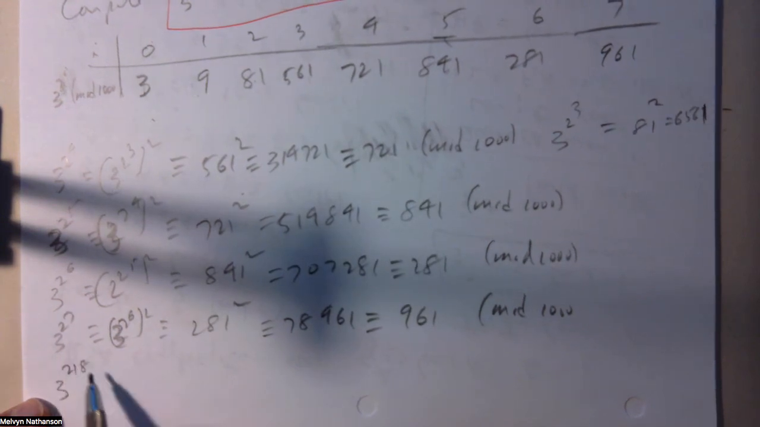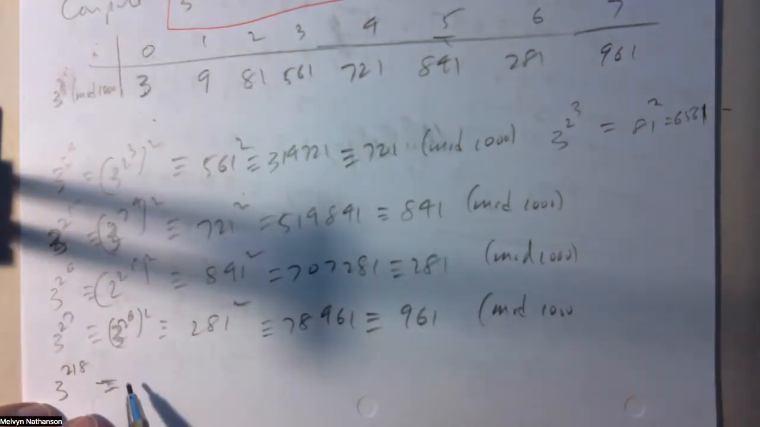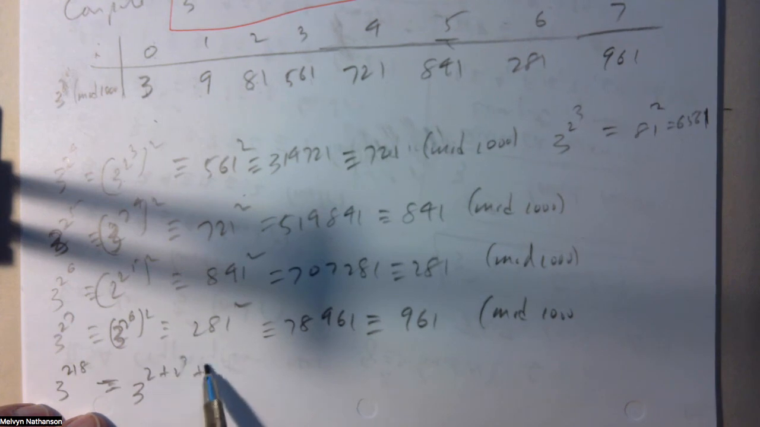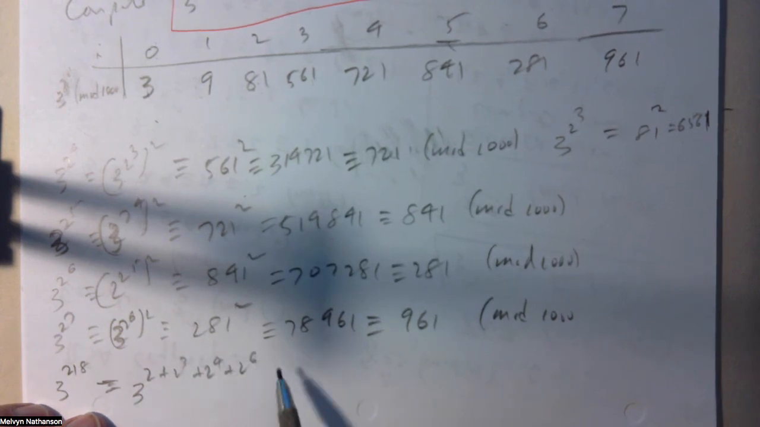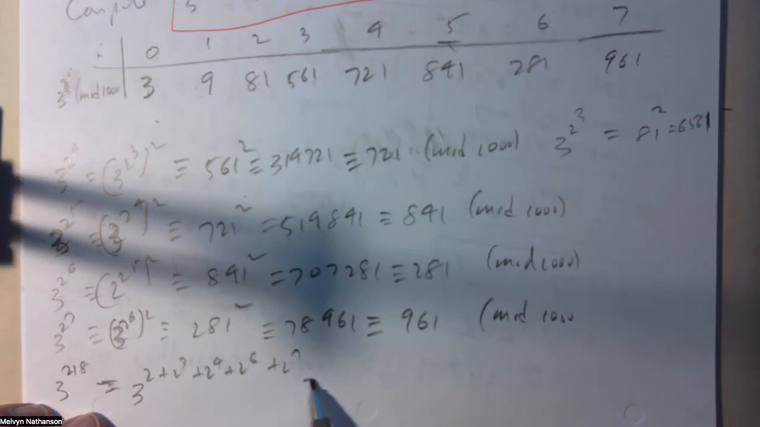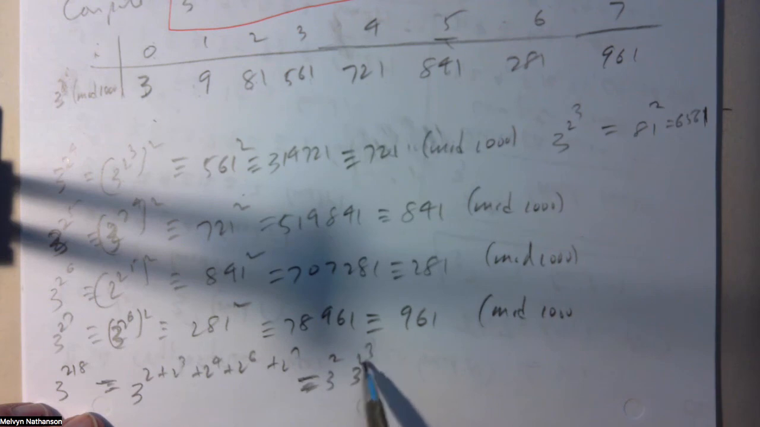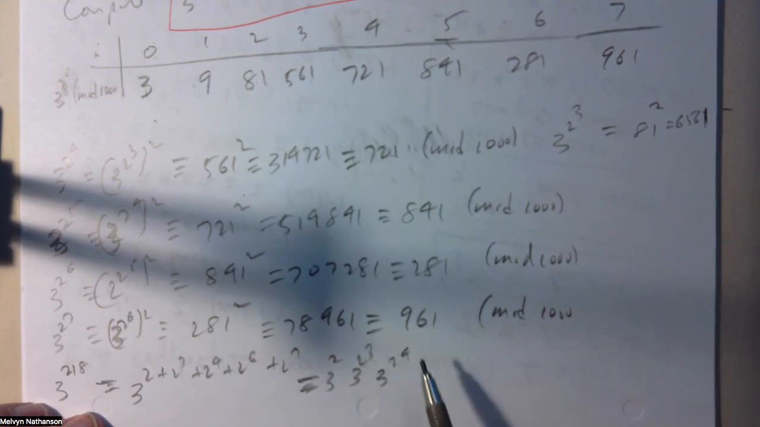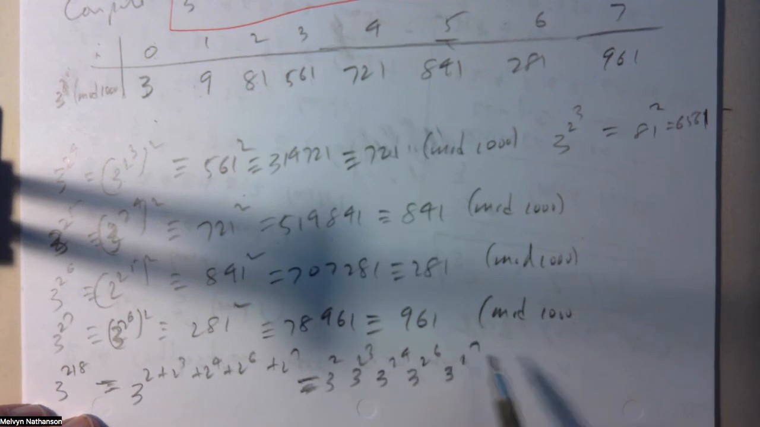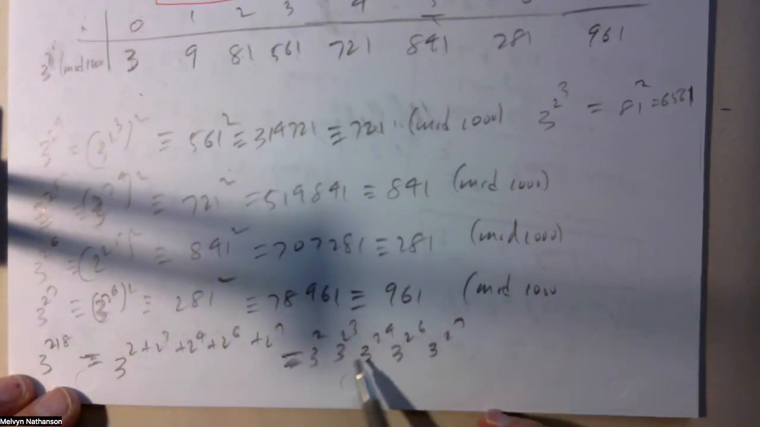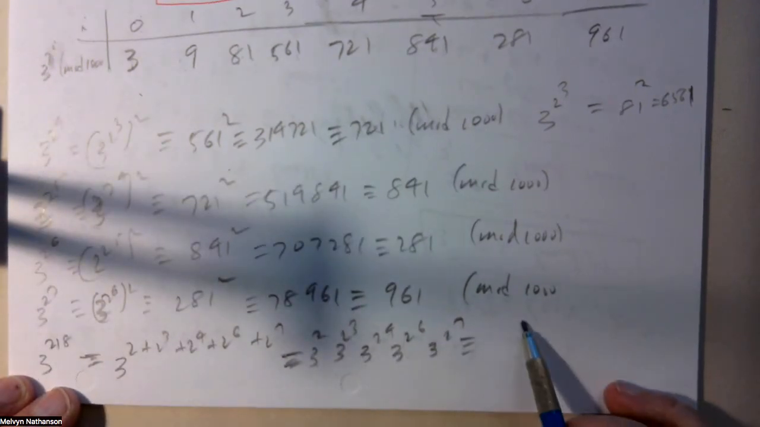3 to the 218. What is 218? It's 2 to the 1st plus 2 cubed plus 2 to the 4th plus 2 to the 6th plus 2 to the 7th. That's 3 squared, 3 times 2 cubed, 3 times 2 to the 4th, 3 times 2 to the 6th, 3 times 2 to the 7th, by the rules of exponents. What are these numbers modulo 1,000?